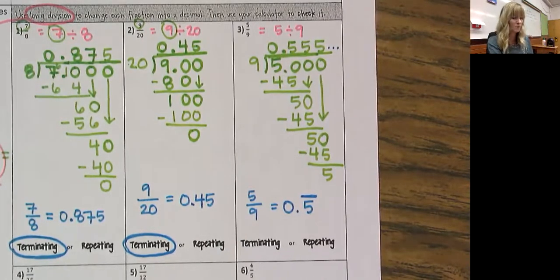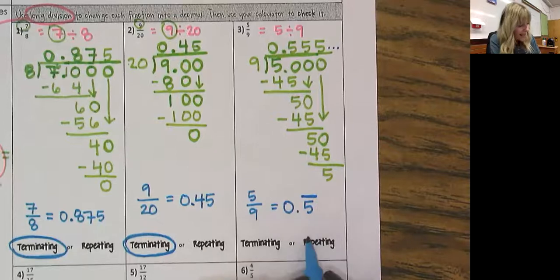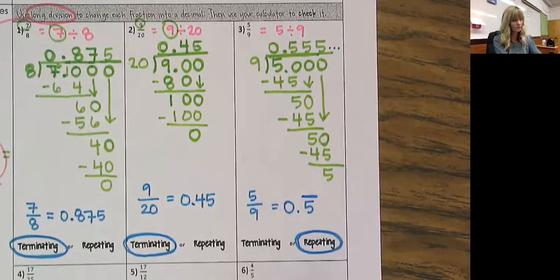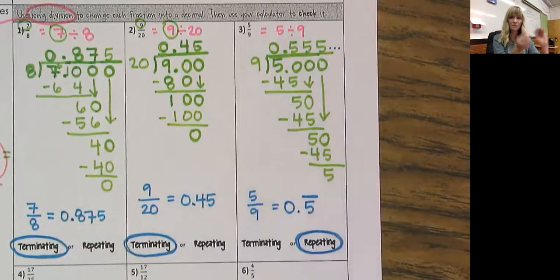5/9 will always be equivalent to 0.5 repeating, and this is what it looks like when you get a repeating decimal. You'll get some kind of pattern like this that you'll keep subtracting, you'll keep bringing down, and you'll keep getting the same number over and over again in your long division, and that will mean you have a repeating decimal. Okay, at this point, I've done 3 of them for you.